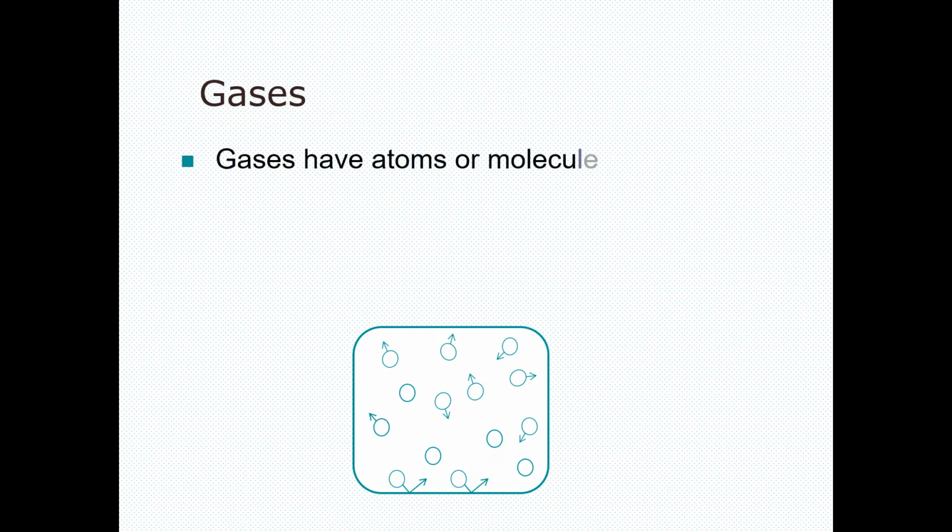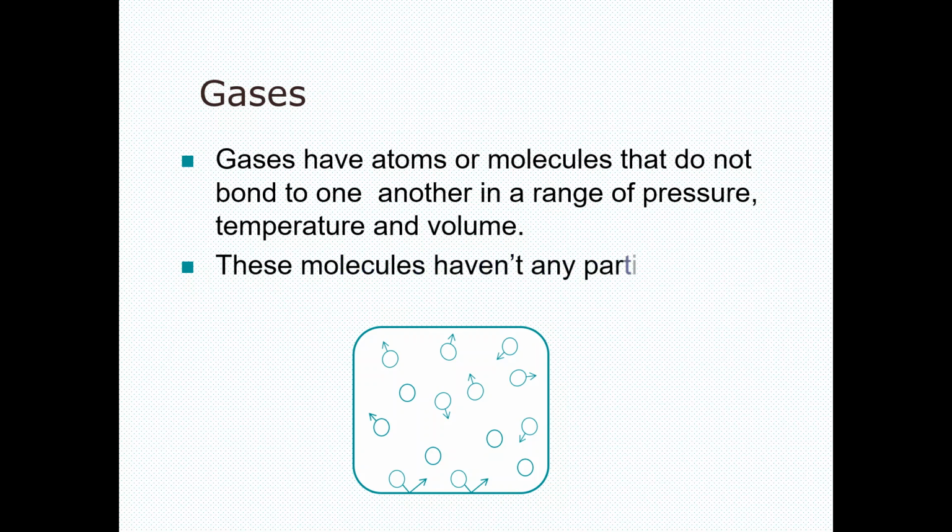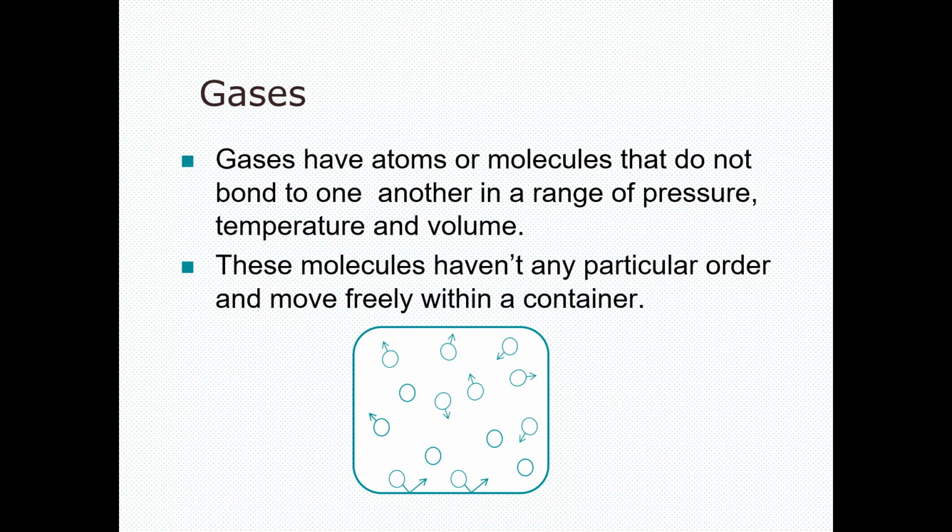You know that gases have atoms or molecules that do not bond to one another, over a range of pressure, temperature, and volume. So this is a formal definition for gases, and you know that these molecules do not have any particular order and move freely within a container. Just like you can see here, the gas molecules are free to move about when you place them in a container.